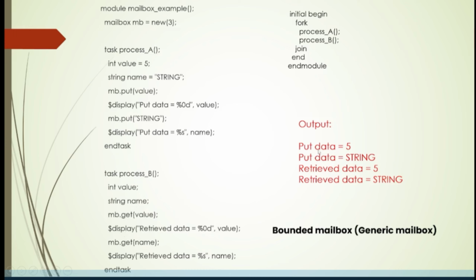If you see here, put data is 5 and string. Even though I didn't assign any value to my value and name, since I'm getting it from process A, the retrieved data is 5 and string again here in process B also. Got my point? So this is how you will use mailboxes, just putting and getting. You will understand this clearly once we explain the System Verilog testbench architecture code. There you can understand the importance of mailbox most importantly.